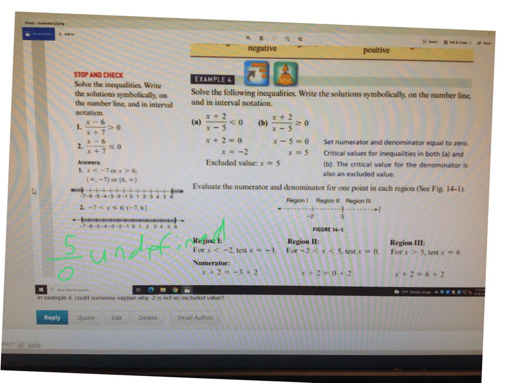So I saw your question on the discussion board. In this example, y is -2 an excluded value? Well, actually -2 is not the excluded value. The excluded value is 5.